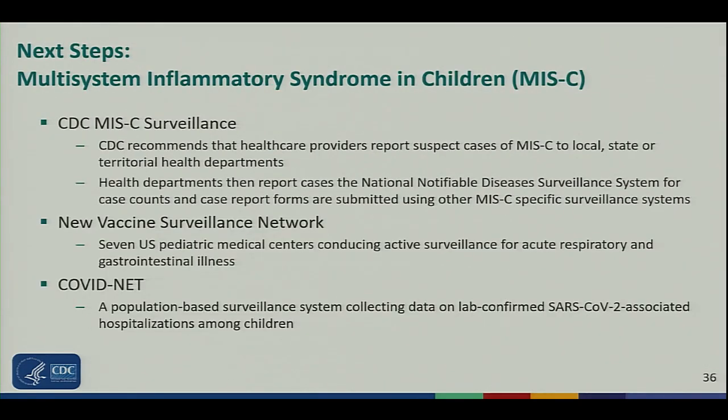There are several surveillance systems CDC can use to monitor MIS-C. First, CDC recommends that healthcare providers report suspect cases of MIS-C to local, state, or territorial health departments. And these health departments can then record cases through NNDSS for case counts, and case report forms are submitted. Cases can also be assessed through the new Vaccine Surveillance Network, which consists of 7 pediatric medical centers, and COVIDnet, which was described previously.